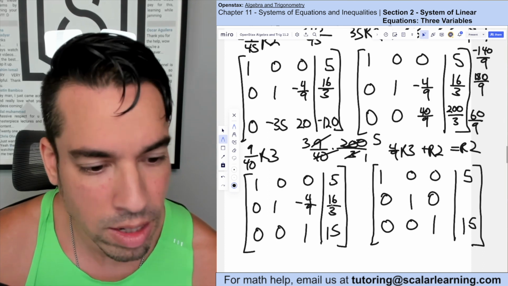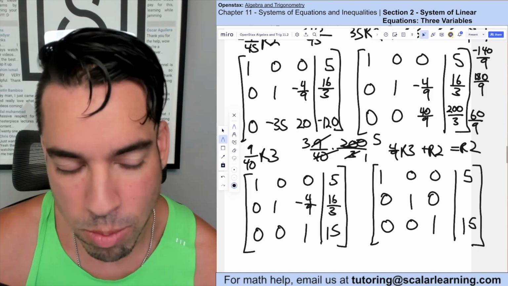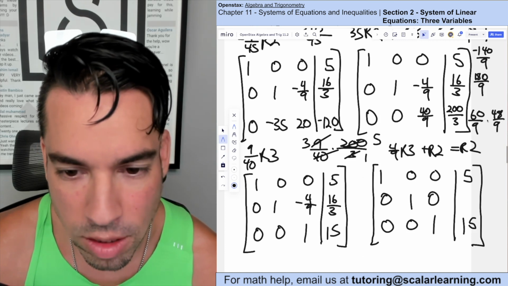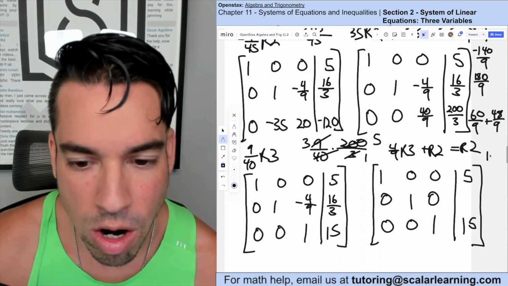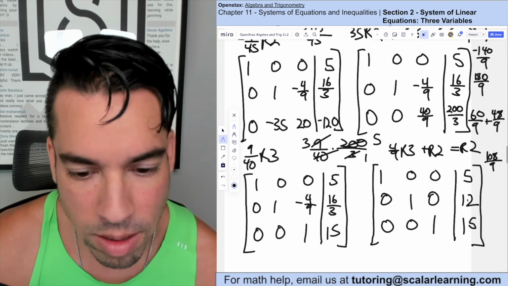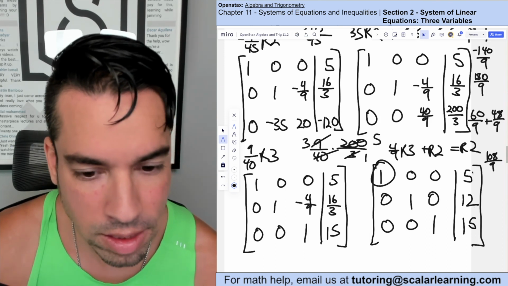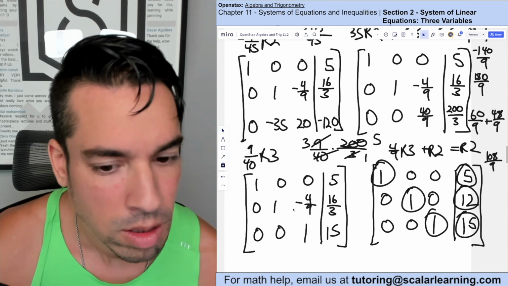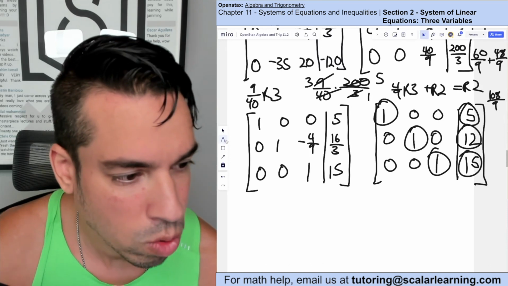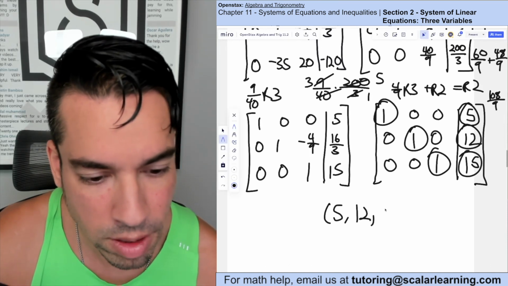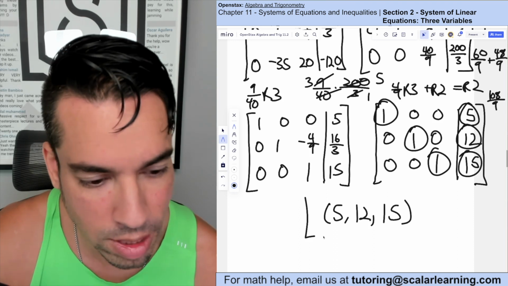And then we're adding it to, right, that's positive, right? Yep, 60 over 9. And then we're adding it to 16 thirds, which if I multiply top and bottom by 3, that's 48 over 9. So we add those together. That's 108 over 9. 9 goes into 108 12 times. So guess what? We got our x is 5, our y is 12, and our z is 15. Let's make a little bit more room and write it out in coordinate format. So we got 5, comma 12, comma 15. There's your solution. That's how you do it.